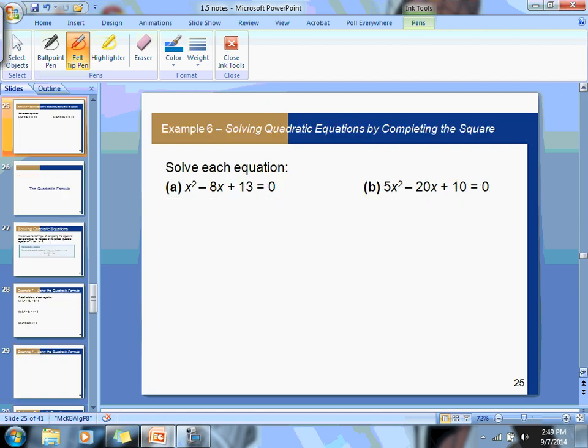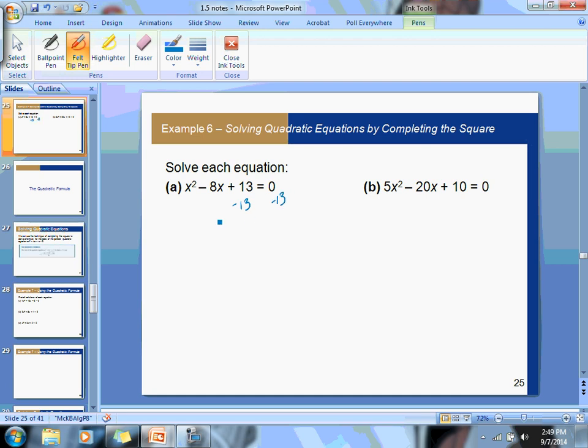So let's review the process as we go through an example here. So we have part A and part B for example 6. And if you just look at part A, it's already set equal to 0. So you would think, okay, I have to factor this, but there aren't any factors of 13 that are going to add up to 8. So that's a problem. Now, we could use the quadratic formula for this. But if you really want to factor, we have to make this into something that is factorable. So what we're going to do is subtract the 13 out of there.